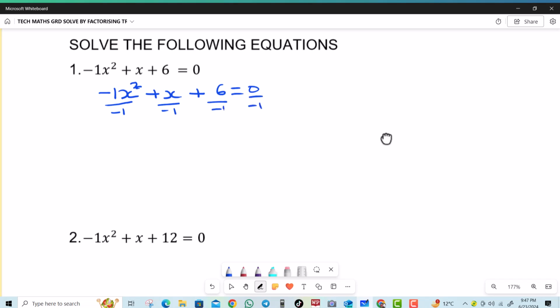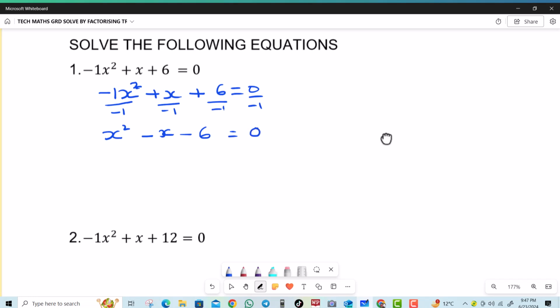So now I'm left with what? Now I'm changing from negative, now it's going to be positive x squared. What about here? Positive divided by negative, I'm going to get negative x. And then here, positive divided by negative, again, I'm going to get negative 6. Then 0 divided by negative 1, I'm going to get 0.